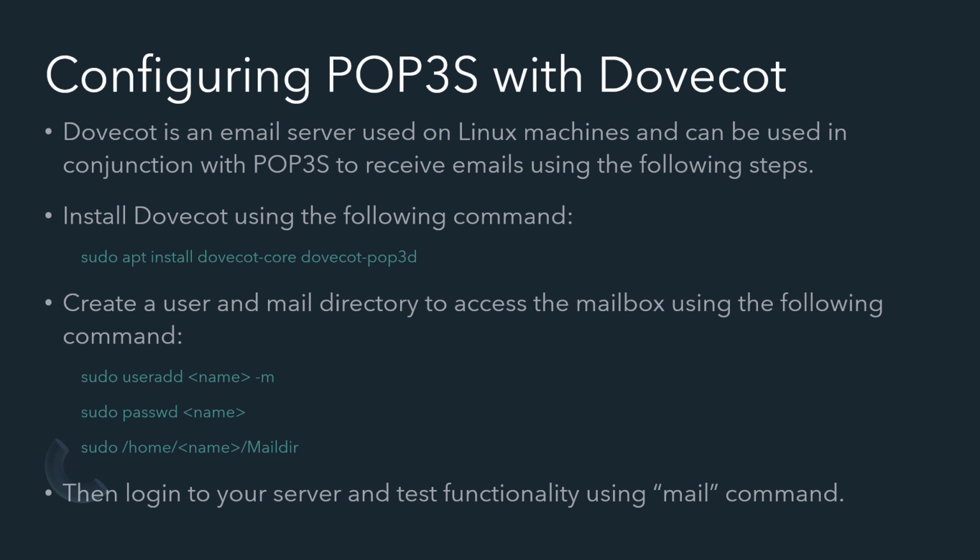to create the server. But to create these users for the server account, you use sudo useradd, whatever name for the account you wish to use, as well as setting up a password for that. And then you must create a home directory for the mail to enter and store as a database. And that is done using sudo mkdir /home/, whatever user you would like to use, and then the mail directory. Then you can log into your server and test the functionality of your Dovecot POP3S server using the mail command.